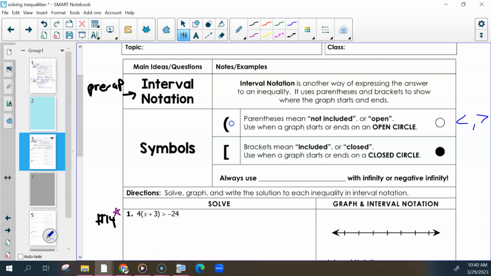If we had a closed circle or less than or equal to, greater than or equal to symbols, we're going to be using square brackets. And when something goes to infinity or negative infinity, we always use parentheses. We'll talk about what that means here in a second.